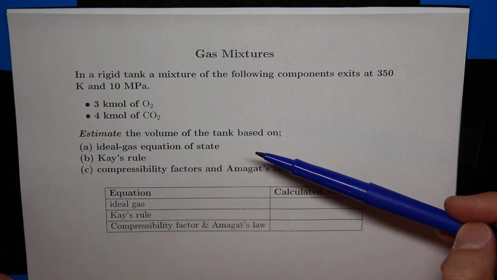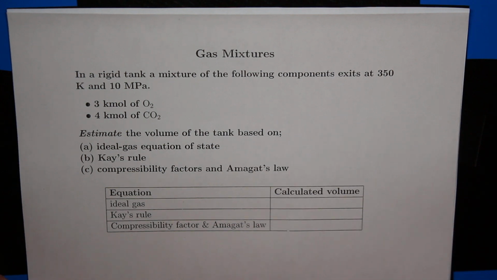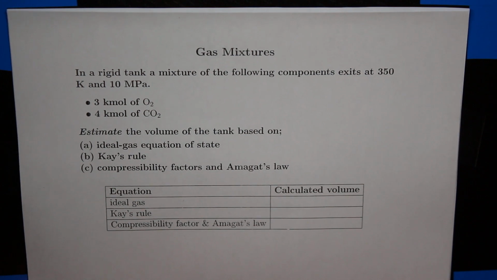The question is asking for the volume of the tank based on different methods. So what we want to find is the volume that holds this mixture within the tank. Now in part A, the question is asking to do that based on the ideal gas law. The ideal gas law is pretty simple.